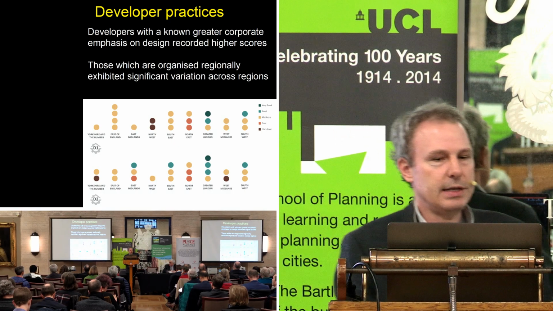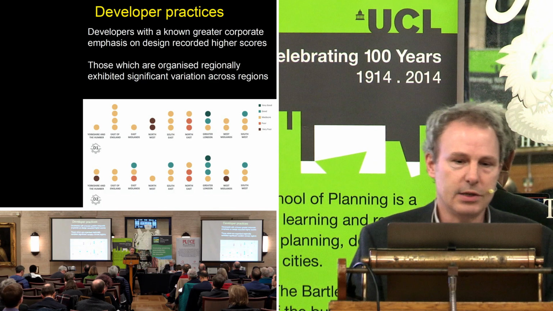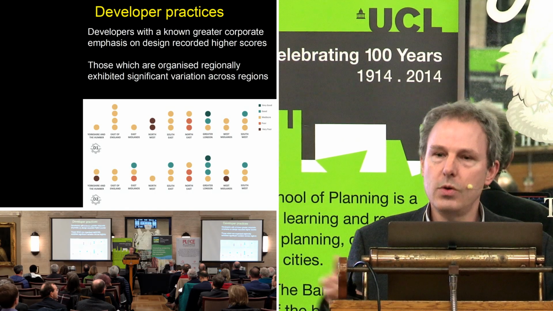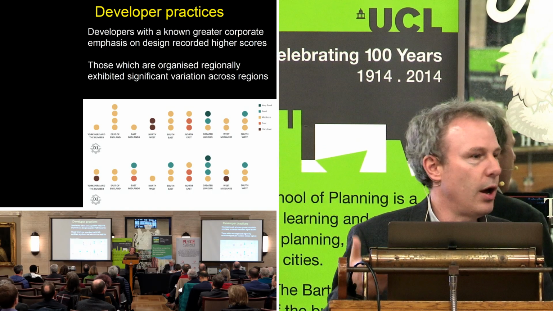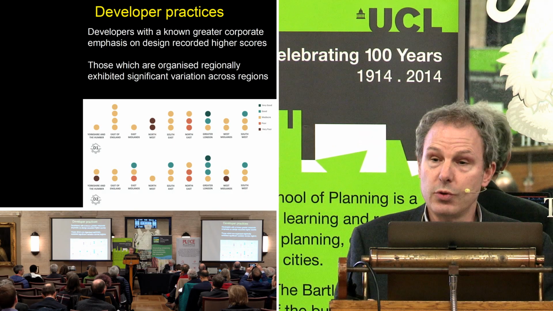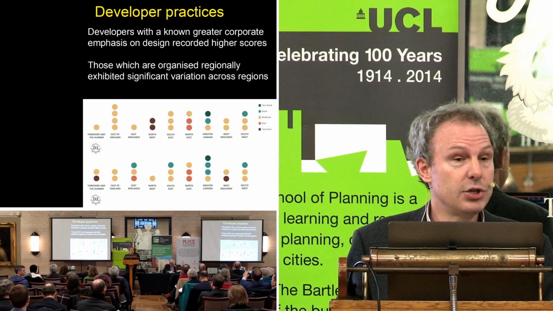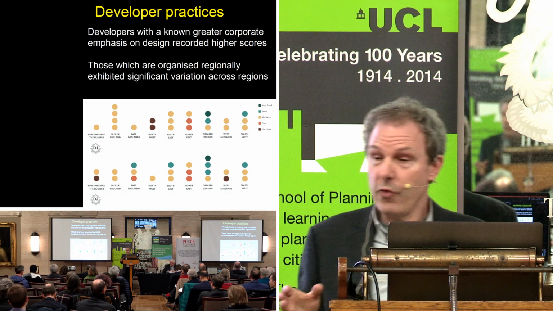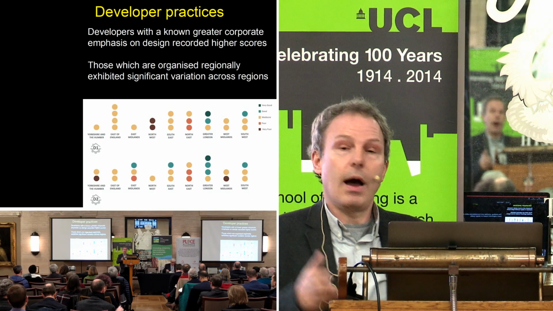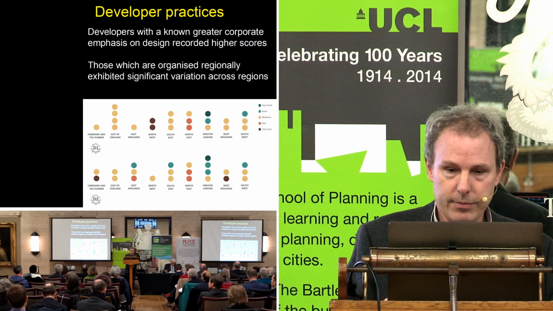Certainly when we correlated against developers with a known corporate emphasis on design, without naming any names, what you find is that those developers generally return higher design scores. Those which are organised regionally exhibited significant variation across their regions. So some regions, for some of the largest developers, are producing very good stuff. Other regions are not producing such good design.